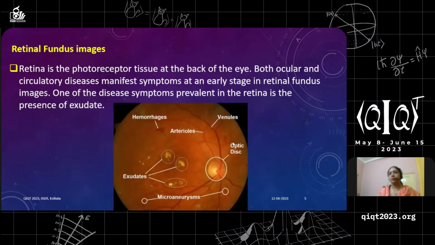Retinal fundus images are 2D retinal images captured by a special purpose camera, and different retinal ailment symptoms are prevalent on them, for example microaneurysm, exudates, hemorrhages, etc. Among all those ailment symptoms, we have dealt with exudate, that is the lipid deposition on the retina.